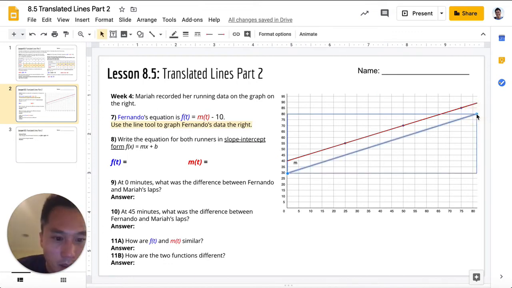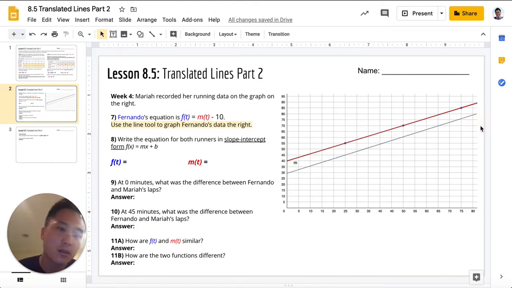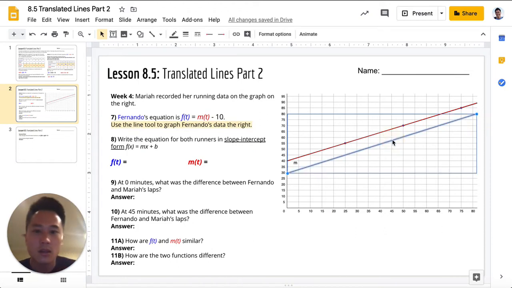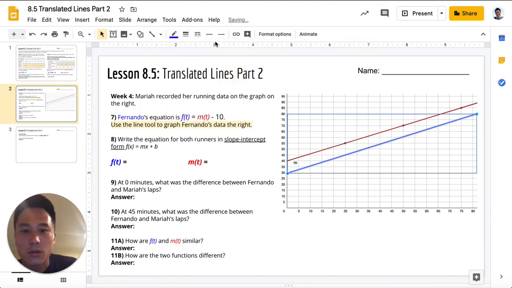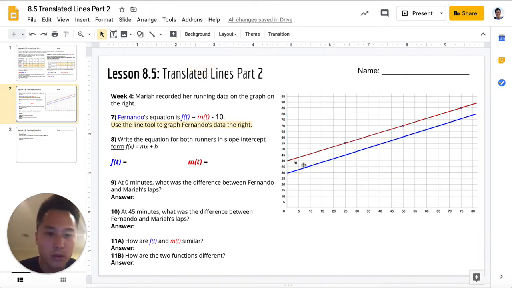And they're running at the same rate, so it should have the exact same slope. They should be parallel. That looks pretty good. Let's add a color. Let's make Fernando blue. We can make it a little bit thicker like that. Okay, so blue is Fernando.